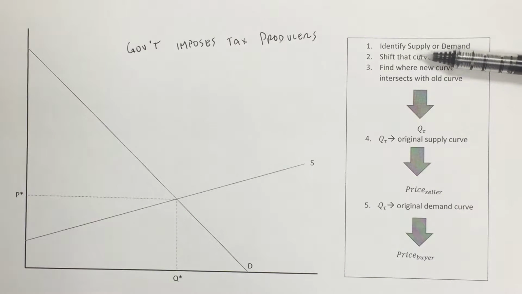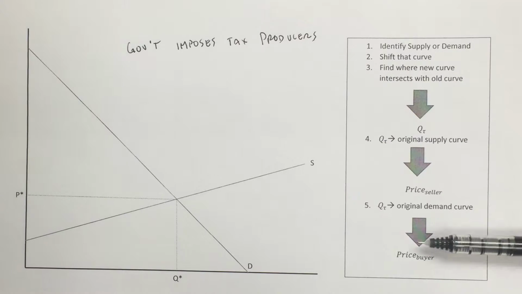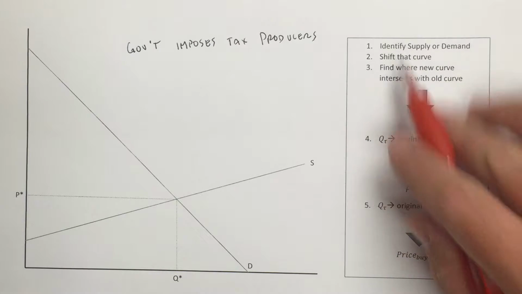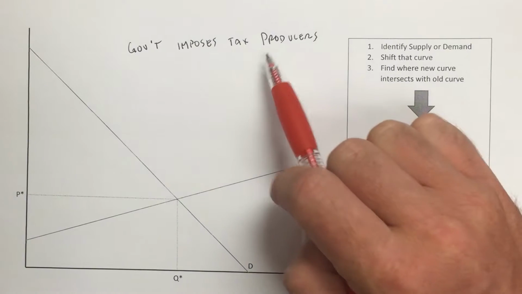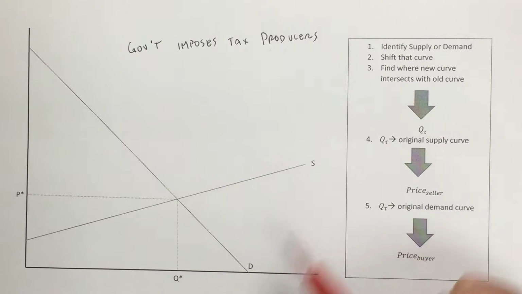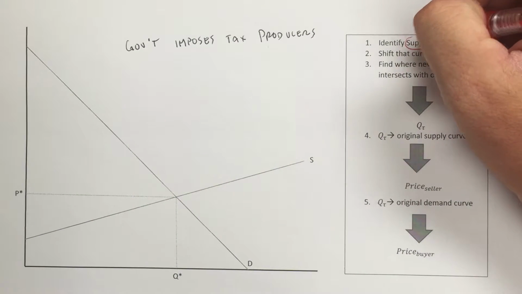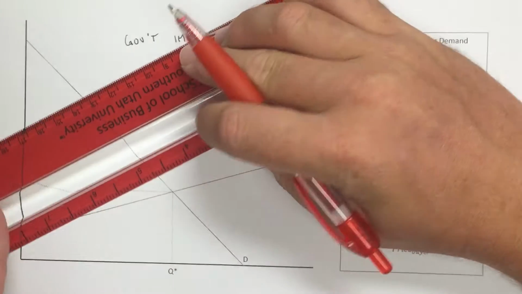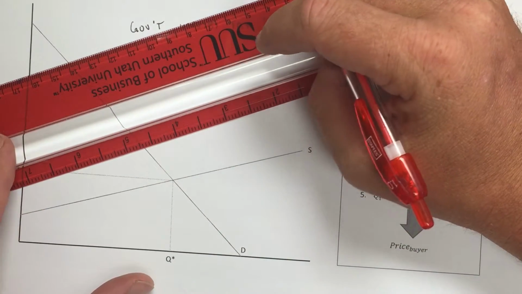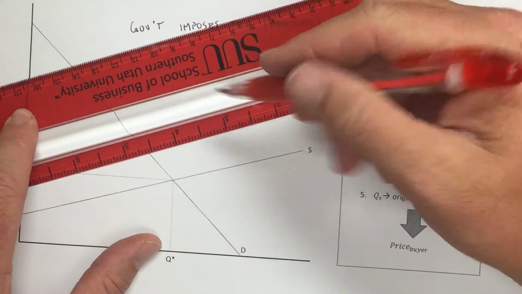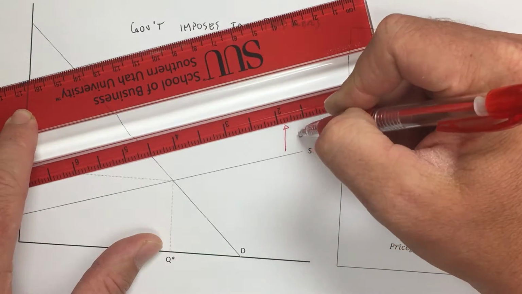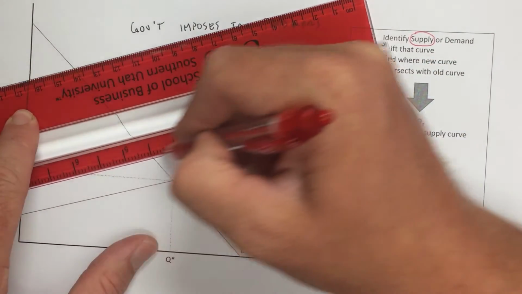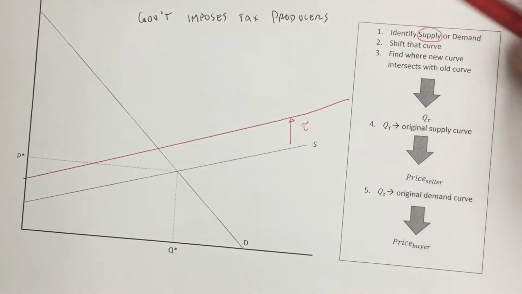So here on the side is, in a sense, a 5-step process we can follow to identify what happens. Step 1 is identify if this is a supply or demand issue. Well, because it's on producers, the supply curve is represented by the cost to producers to produce. So this will be a supply issue. So we're going to use our ruler to cause our supply curve to shift up by the size of the tax. So there is our new supply curve.